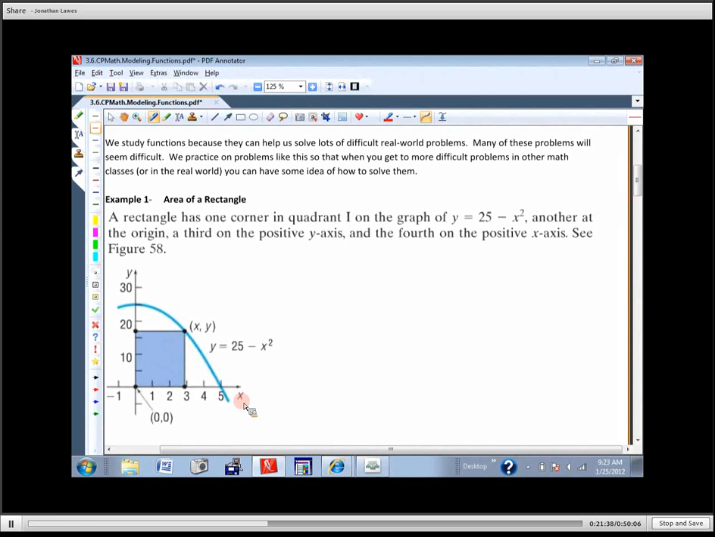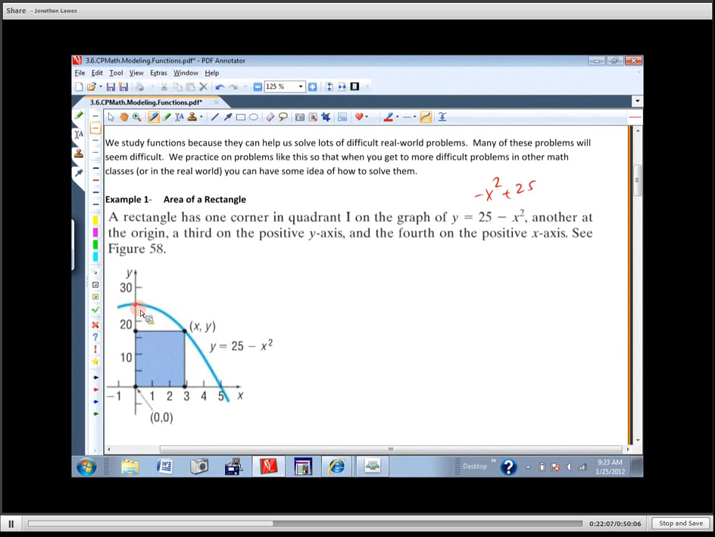Okay, so this one says area of a rectangle. A rectangle has one corner in quadrant 1 on the graph of 25 minus x squared. So they've given us a picture of what this looks like, but this is a parabola that opens down and has been slid up 25 units. So we would normally think of it this way. Okay, that might look a little more familiar if they didn't give us a graph. Okay, so there's what the graph looks like. Notice it crosses right here. The vertex would be at 0, 25.